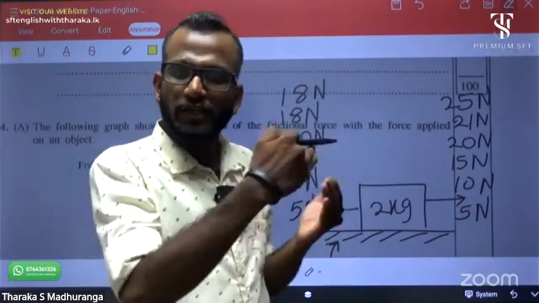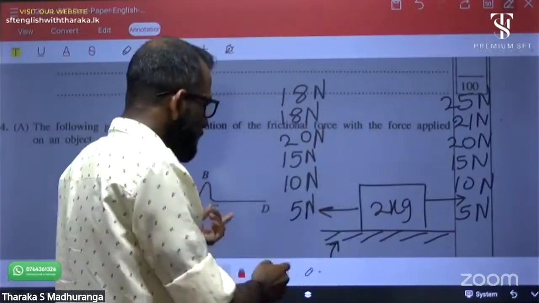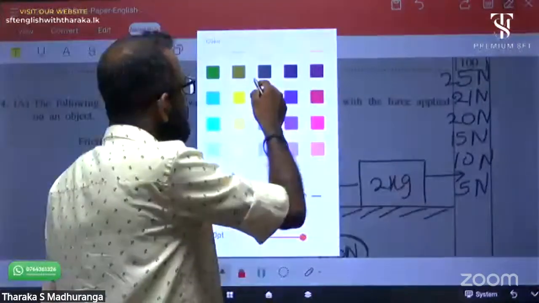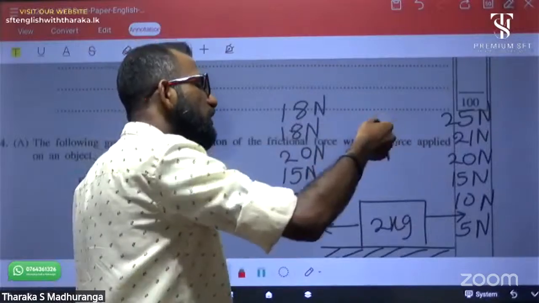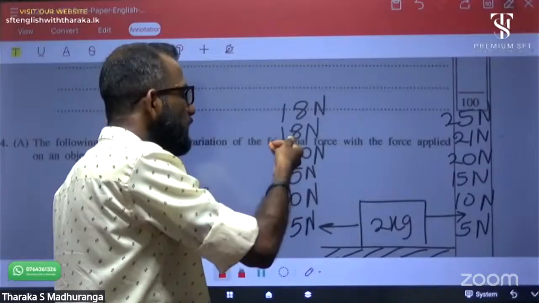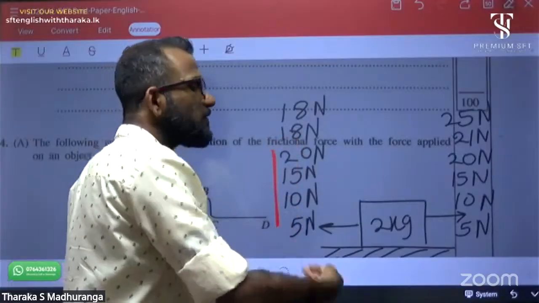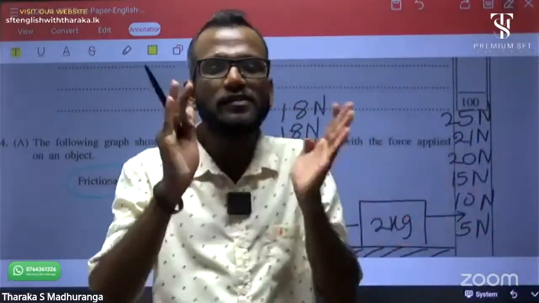After the limiting friction force, we get the dynamic friction force. At rest, while the force on this object is increasing and the object stays at rest, up to this level we call it static friction force, because the object is at rest.